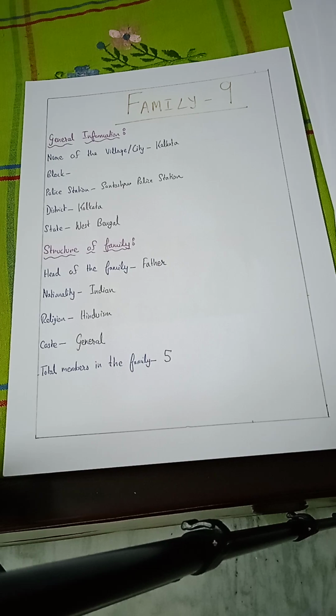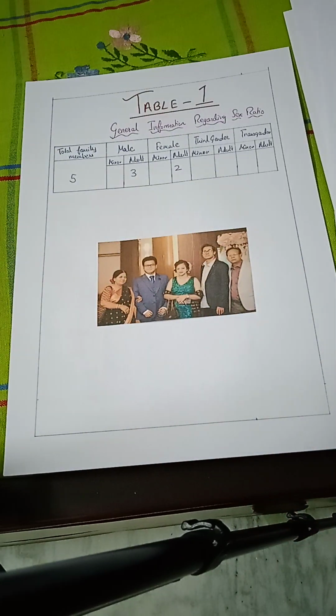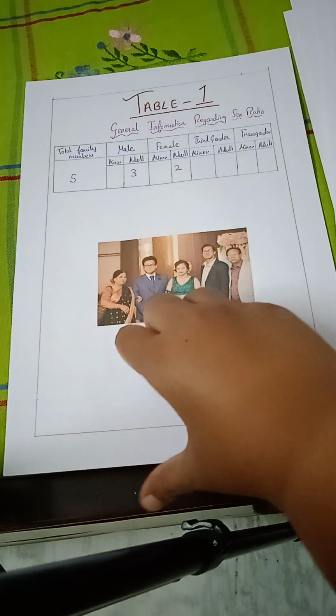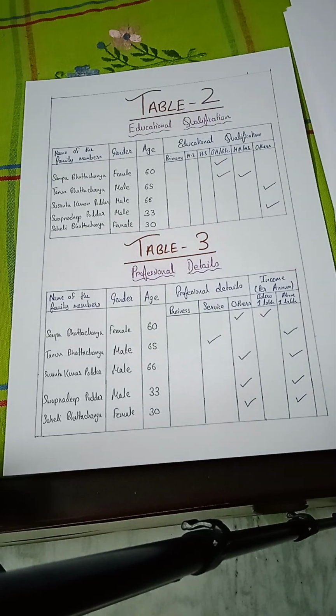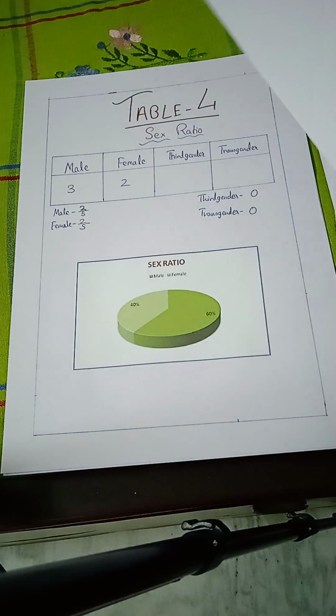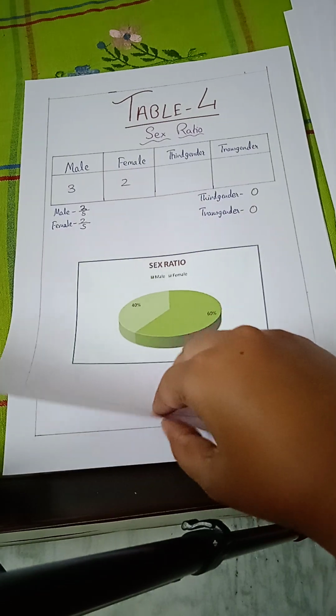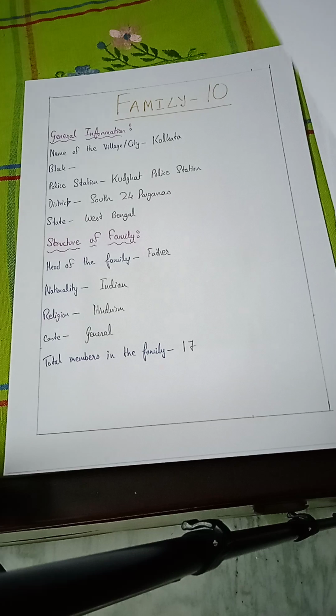Family 9, general information and structure of the family. Here there is table 1 again, the general information regarding sex ratio. Table 2, educational qualification. Table 3, professional details. Table 4, the sex ratio again. Here you have to give the graph. Giving the graph makes it more attractive and more systematic.